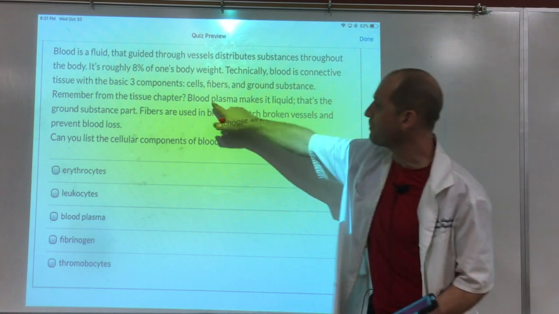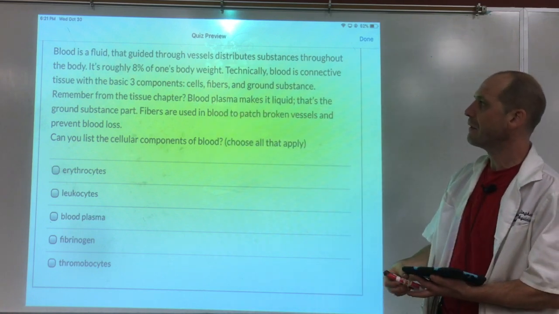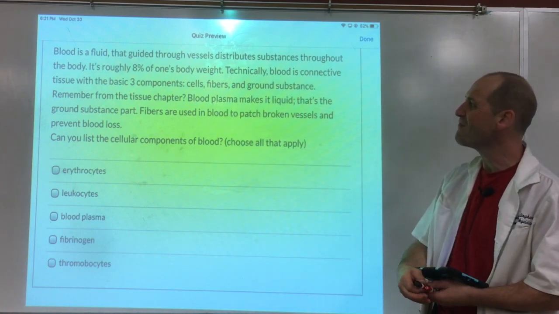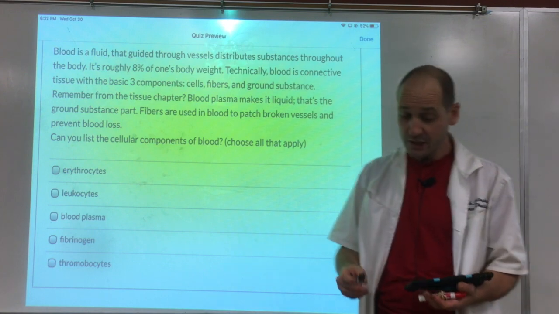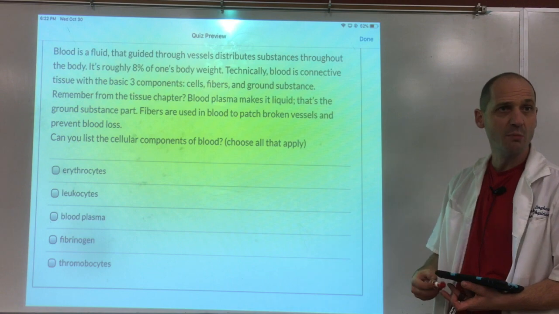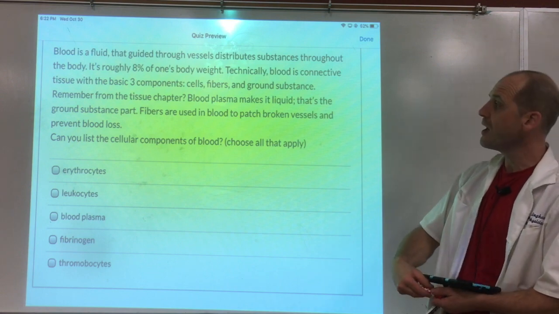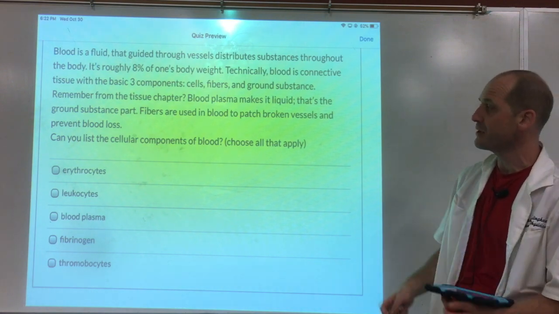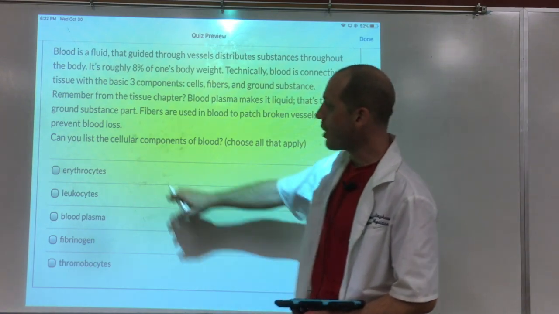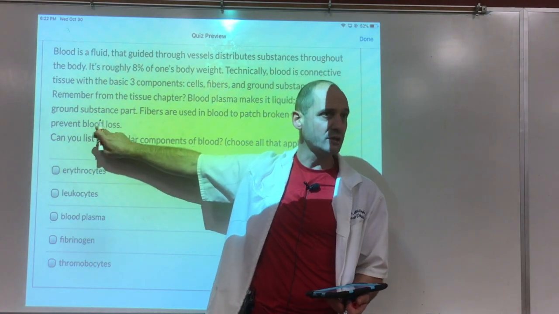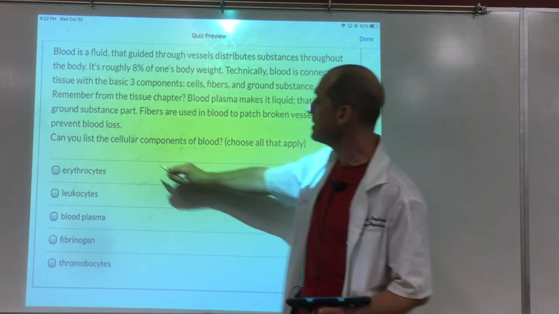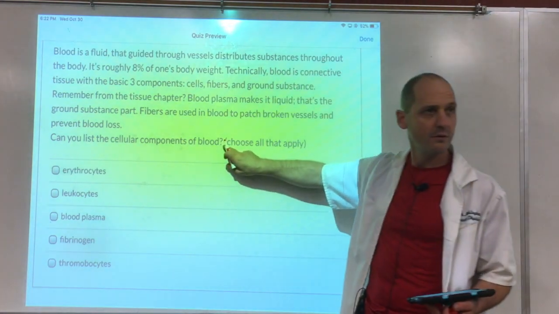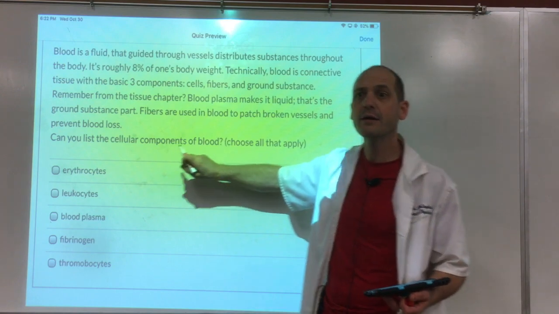So blood plasma makes the liquid. That's the ground substance. We also have fibers in the blood. We don't see those fibers. They're invisible. They're soluble, and when we need them, they become insoluble. We'll talk about that. That's a blood loss question, a coagulation question. It's very interesting. But let's list the cellular components of blood. What are they?